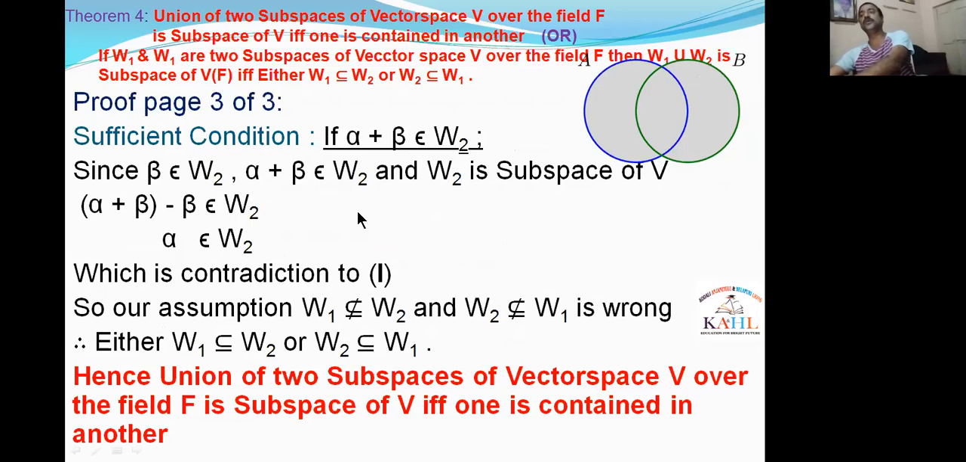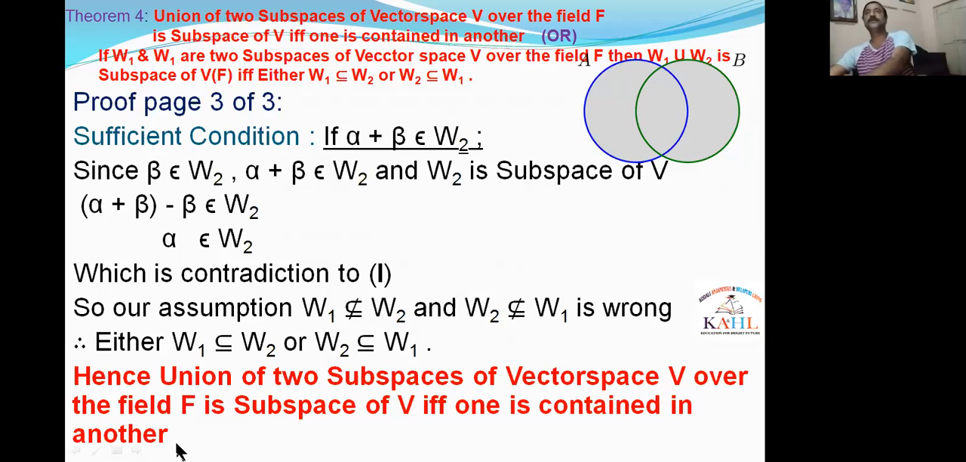That means we got a contradiction in both cases. That means our assumption that W1 is not contained in W2 and W2 is not contained in W1 is wrong. Therefore, either W1 is contained in W2 or W2 is contained in W1 is right. Hence, the theorem is proved: the union of two subspaces of a vector space V over the field F is a subspace of V if and only if one is contained in the other.